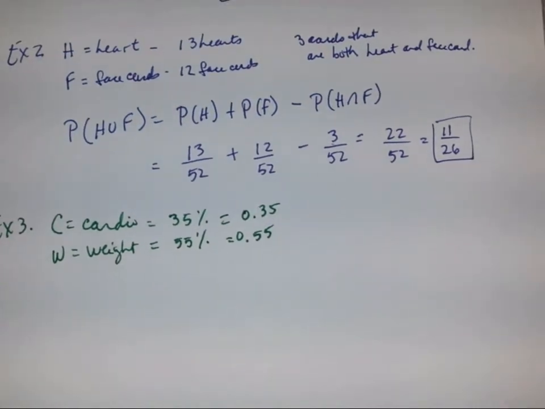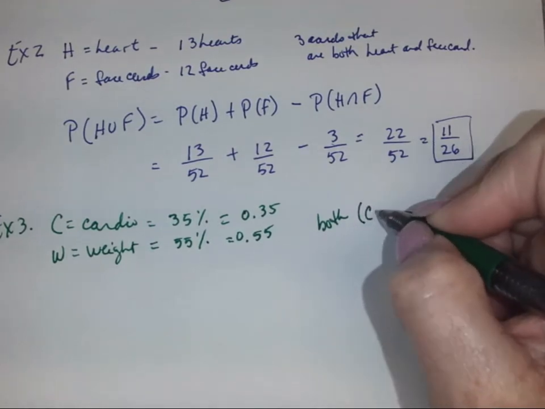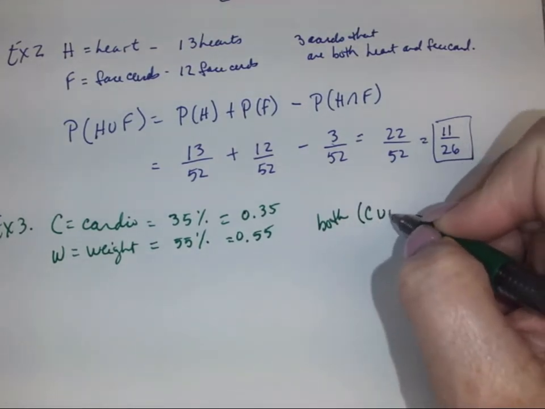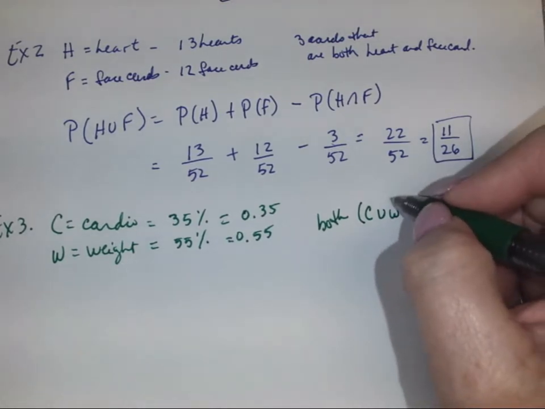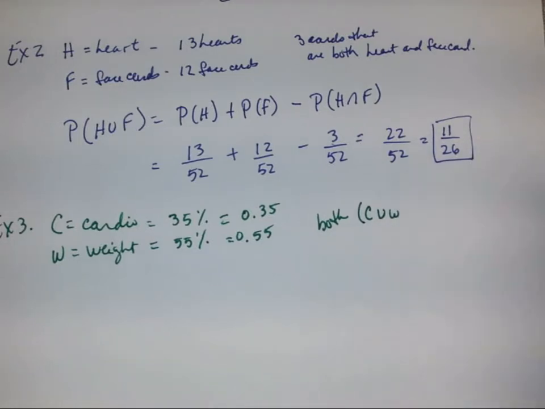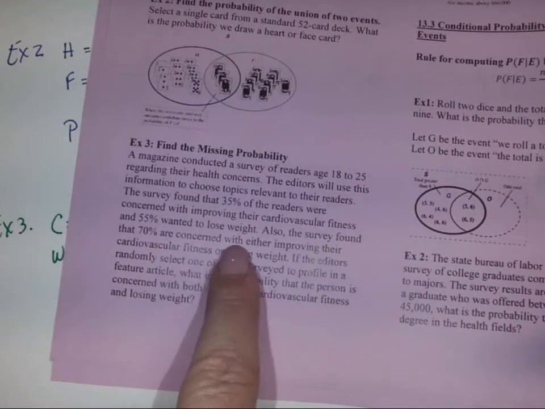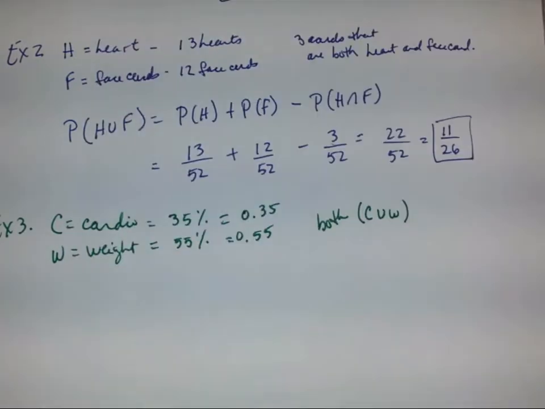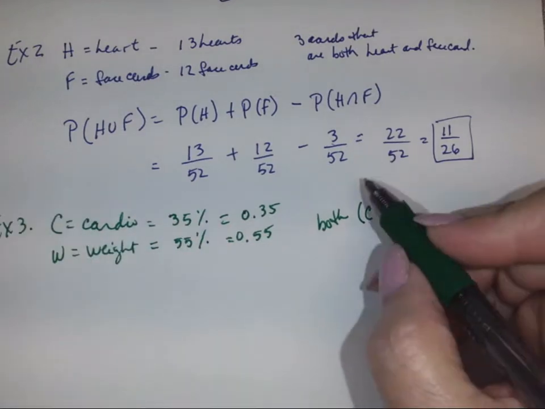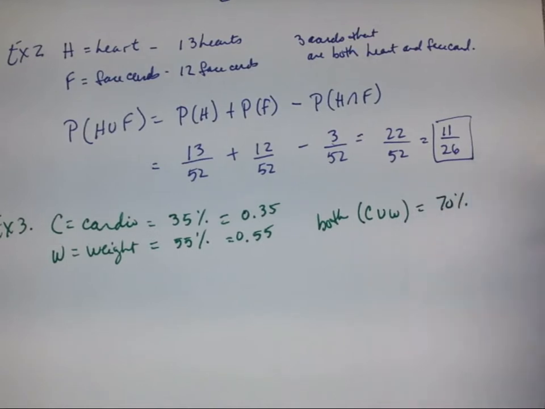And then we look at both, concerned with cardio and the weight. They're looking at both, or in the whole group. So let's look at that again. The survey found that 70% are concerned with either improving their cardiovascular fitness or losing weight. So it's not both of them because that would be the intersection, but both all together. So the union of those two, and that was 70%.